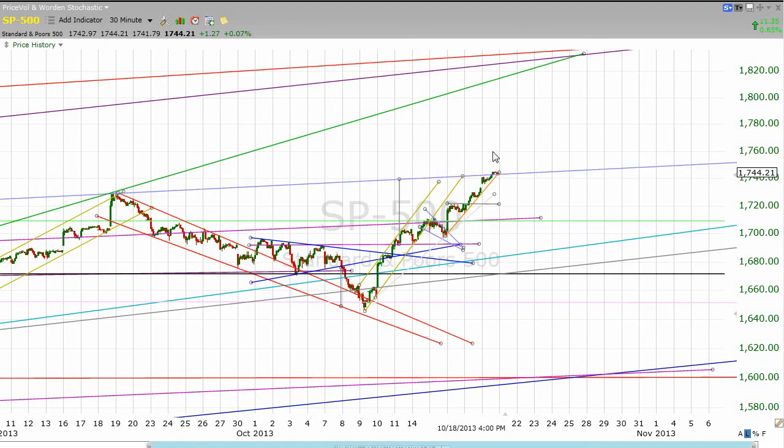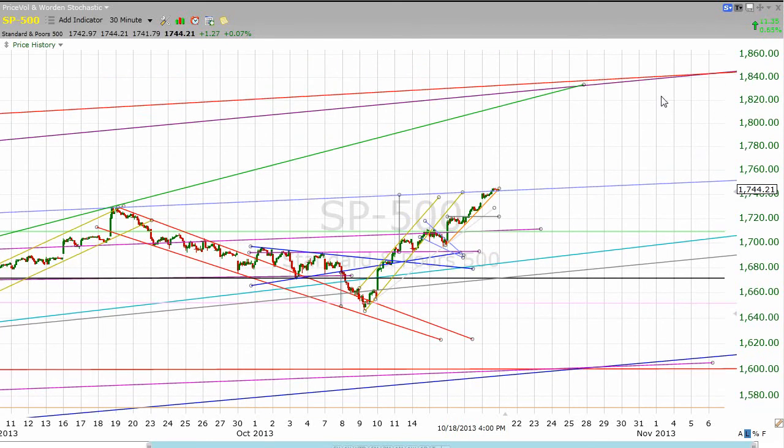I would say if we see 1760 and we don't see any kind of top form right around this area, then I would be looking for a move up to 1800, and if it's a nice strong move, then we could even come up and challenge this purple line or this red line in the 1820, 1830, or even 1840s, depending upon when that may happen.